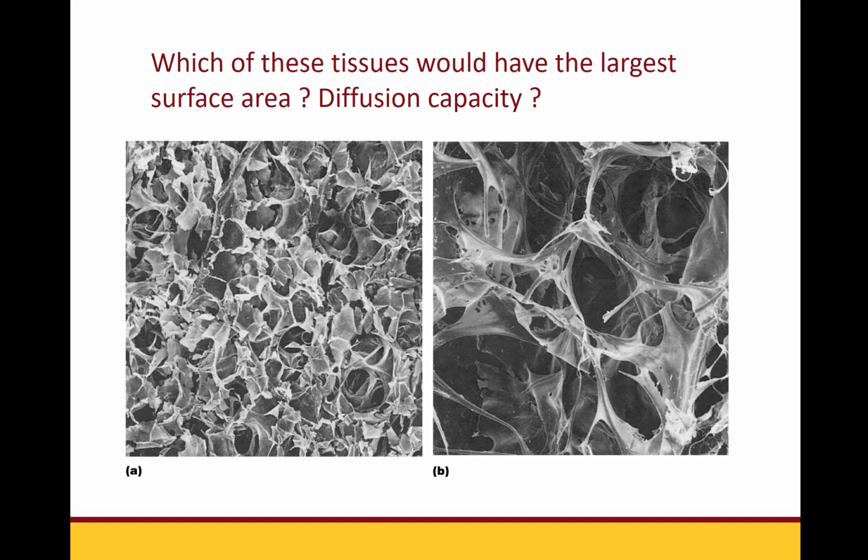So here's an example of your diffusion. Which of these spaces would have the larger surface area and therefore more capacity? Right or left? A or B? A. You have so much more to interact with. Whereas here, these huge spaces, like in your alveoli, compared to a smaller, denser space.